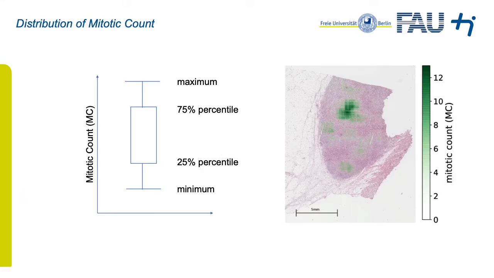For each slide, we can now also have a look at the distribution of the mitotic count, here displayed as a box plot, indicating the first and third quartile and the minimum and maximum. Given a position that an expert selected, we can now look up in the map on the right hand side how good or bad the expert was.